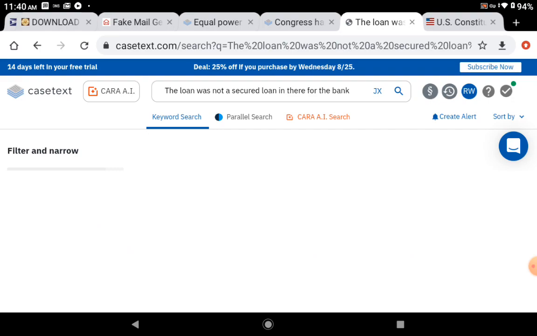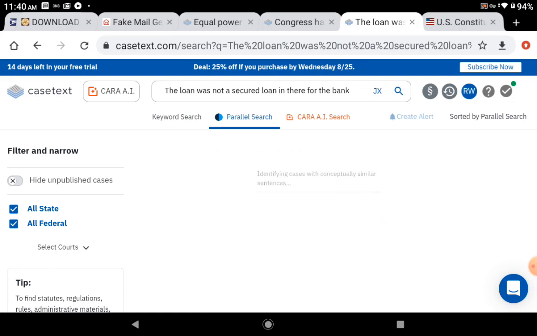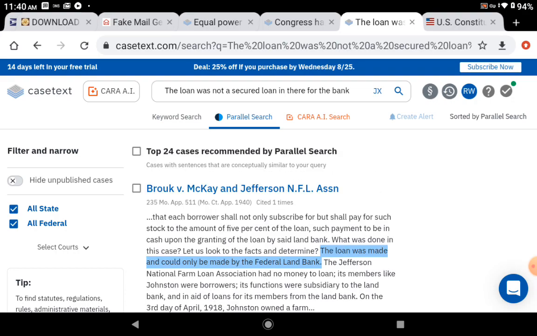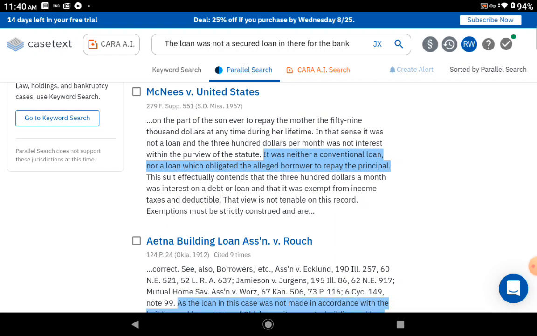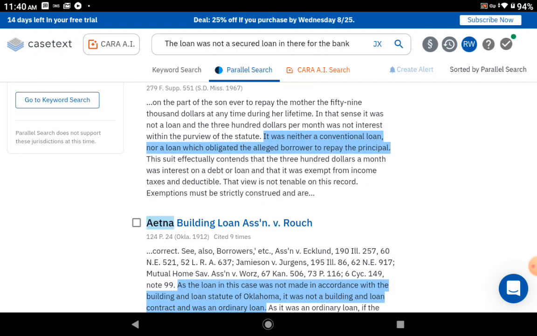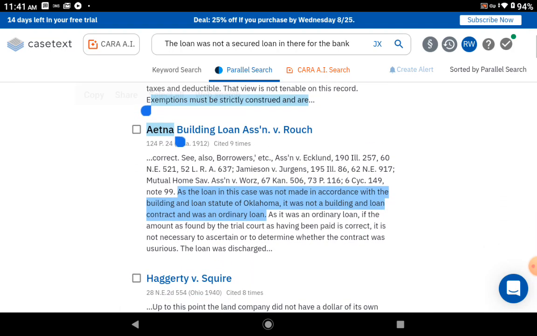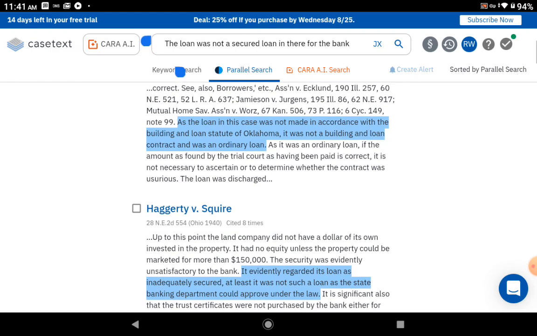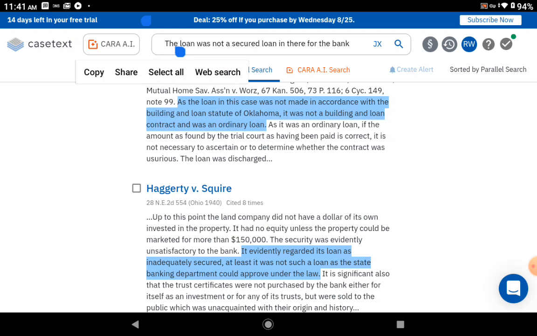All you have to do is in your mind imagine what the court would say. Now, I don't care about the keyword search because that'll send me all over the place. The loan was made and could not be made by a federal land bank. Don't care about that. Neither a conservative loan nor a loan which obligated the alleged borrower to repay the principal. It was neither a conservative loan, which means it was not a secured loan. Okay. As the loan in this case was made in accordance with the building and loan statutes of Oklahoma, it was not a building and loan contract and was an ordinary loan. An ordinary loan, a personal loan.